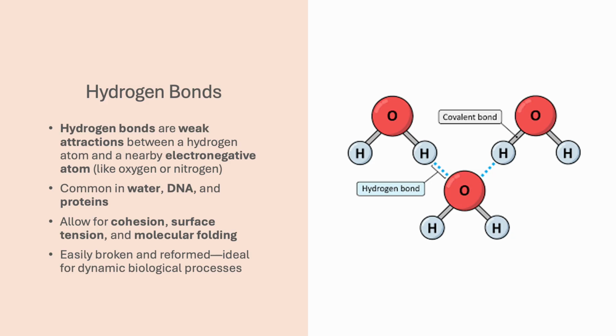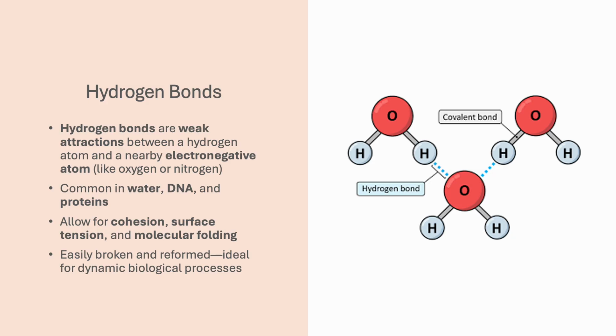Hydrogen bonds are weaker than ionic or covalent bonds. They play a critical role in biology. They occur when a hydrogen atom that's already in a polar covalent bond is attracted to another nearby electronegative atom. In water, this creates cohesion that allows for surface tension and capillary action.